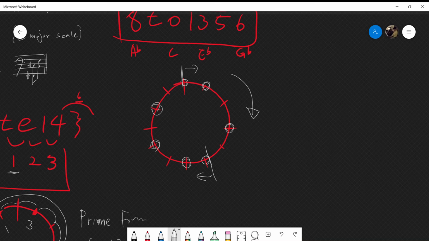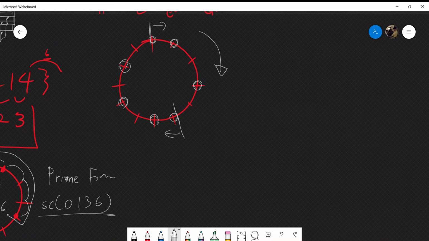Okay, let's take a look at those two options. One way to do it is 0, 1, 2, 3, 4, 5, 6, 7, 8, 9, 10. That's one. We don't know yet whether this is a prime form or not. And the other option is start from here, 0, 1, 2, 3, 4, 5, 6, 7, 8, 9, 10. 0, 1, 3, 5, 7, 8, 10.